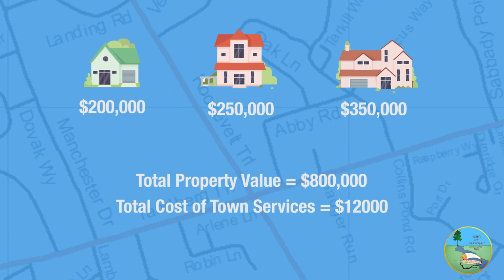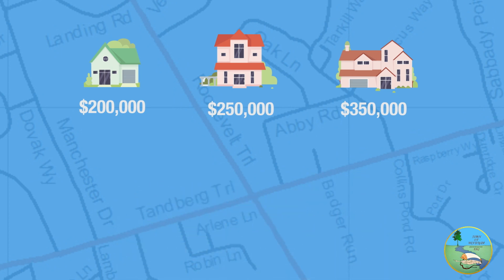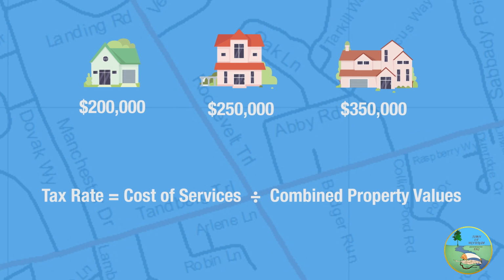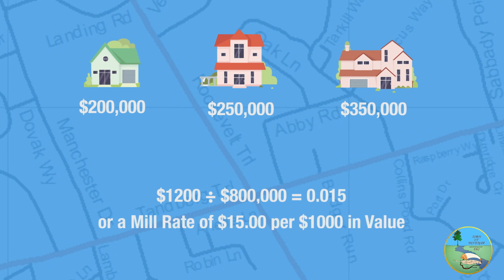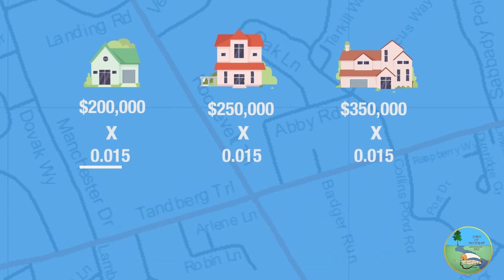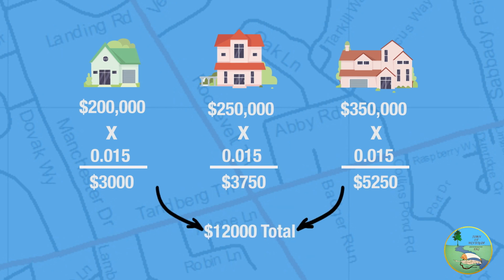Now, in order to get the tax rate, we take the total cost of services, the town budget, and divide it by the combined property values. In this case, $12,000 divided by $800,000 equals 0.015, or a mill rate of $15 of tax per $1,000 of value. Now, to determine your taxes, we take that tax rate of 0.015 and multiply it by the value of each house, which gives us a total of $12,000. So the taxes pay for the town services.